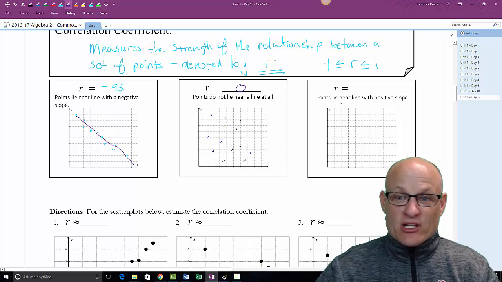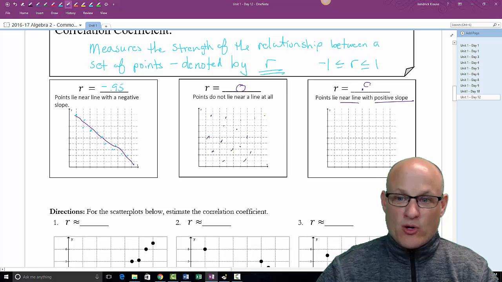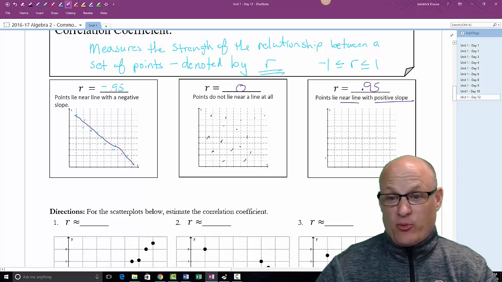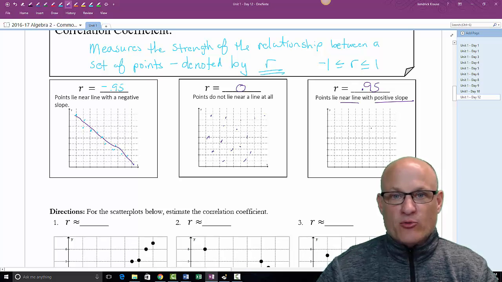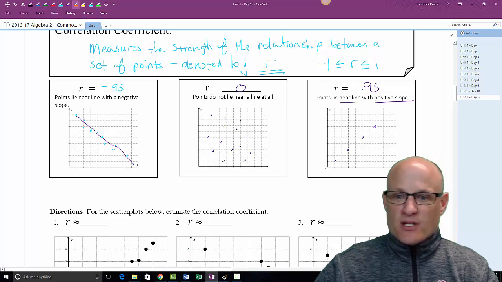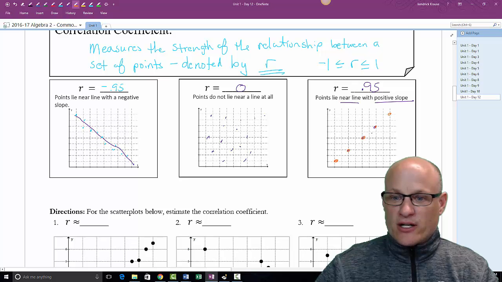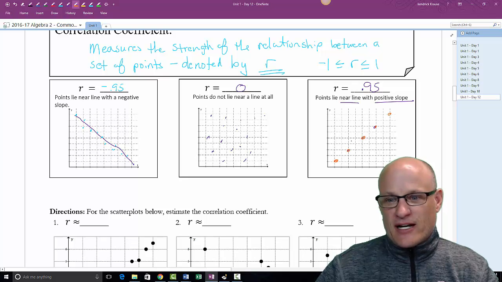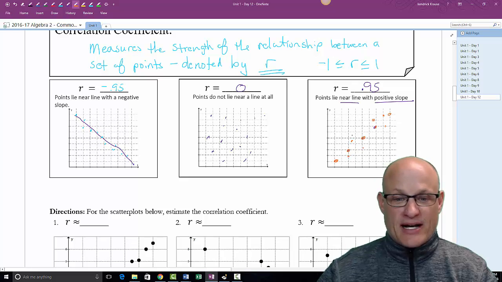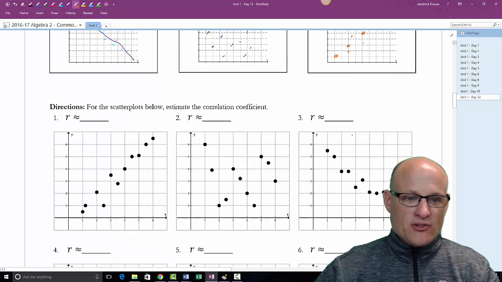And if the points lie near the line, but you have a positive slope, you might have something like positive 0.95 or 0.98. If it was 1.0, they would lie perfectly on the line. I should use a different color, purple. If it was 1.0, they would be like this, perfectly on a line. But if it's 0.95, there might be a couple below, a couple above, not quite perfect, but generally in a positive slope. So let's take a look at these.